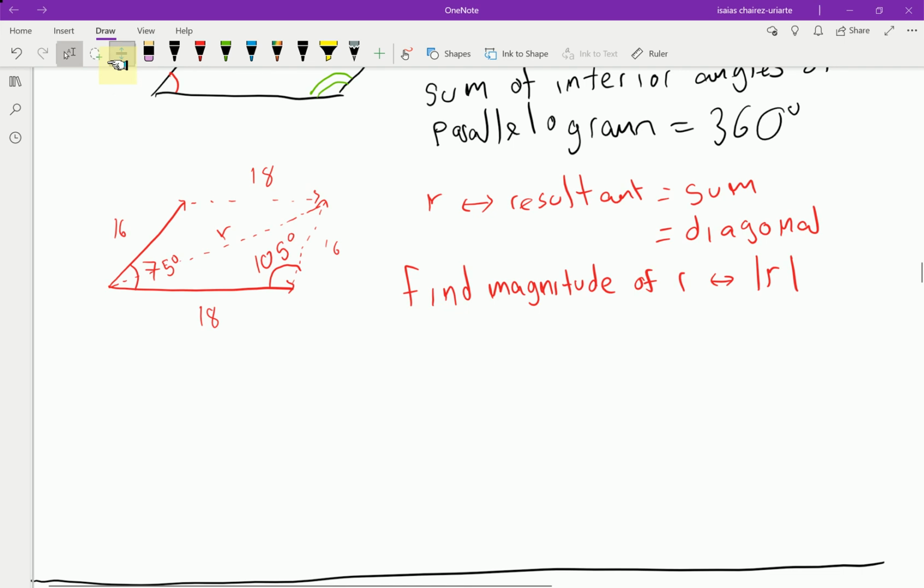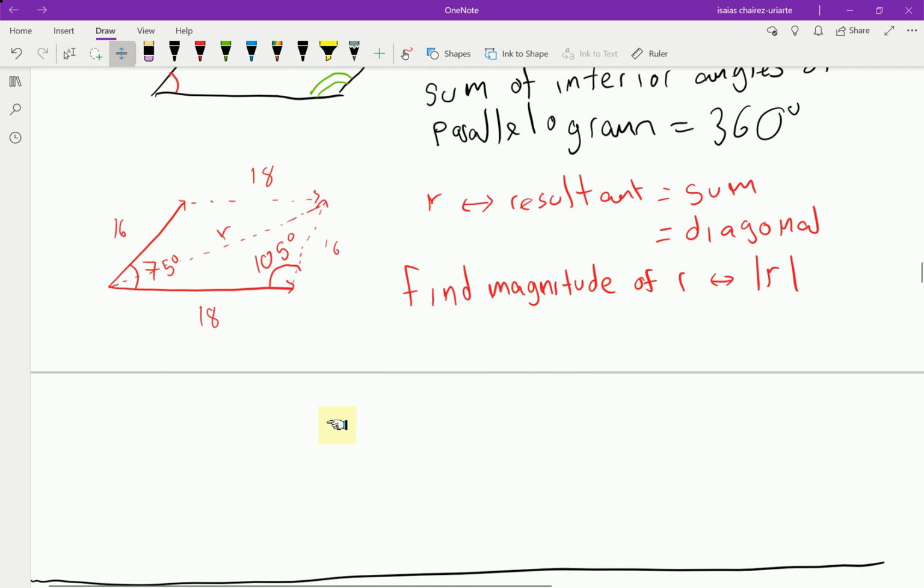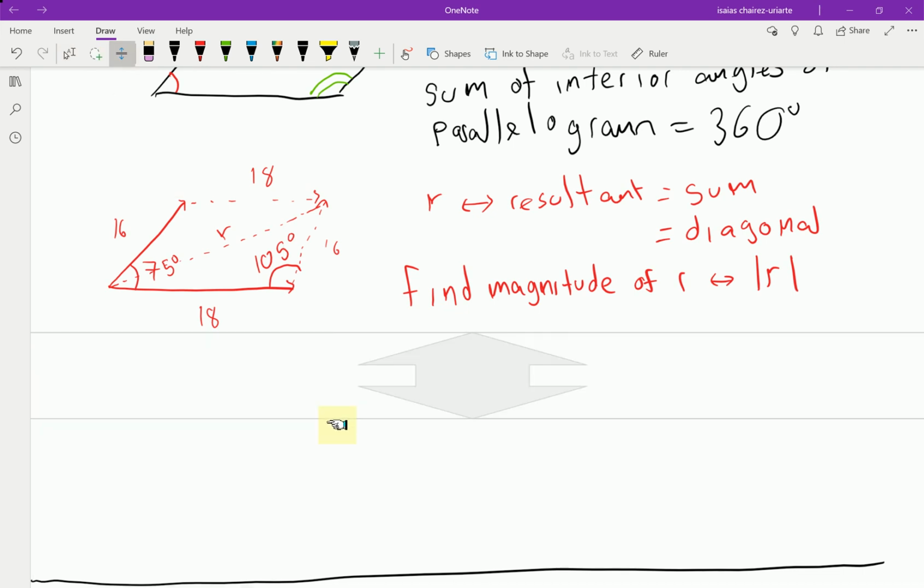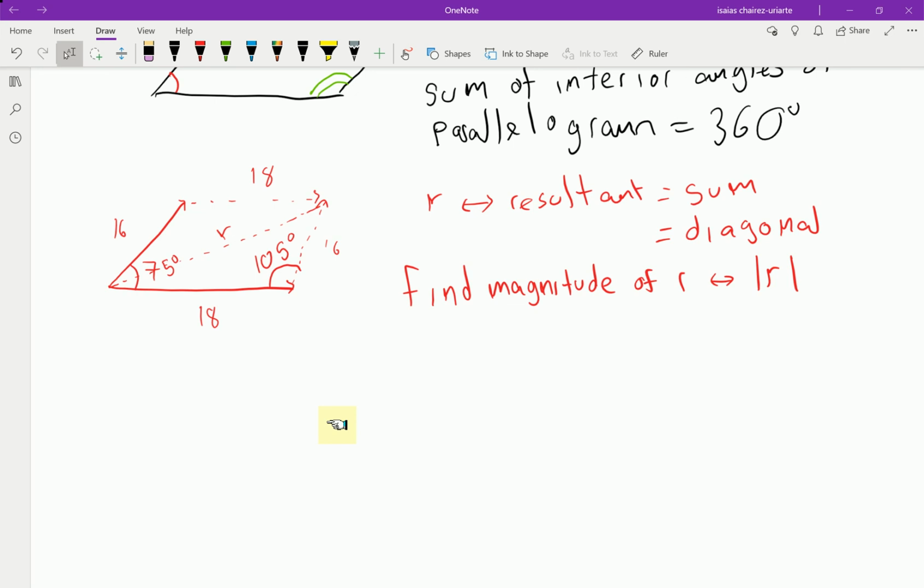Okay, so great. Remember, right now, what's our goal? Our goal is to find the magnitude of the resultant. So I want to find the length of this diagonal. What can I do here to find the length? What tools do you know? What tools have we discussed in the previous sections? Law of cosines is going to be the ticket here.